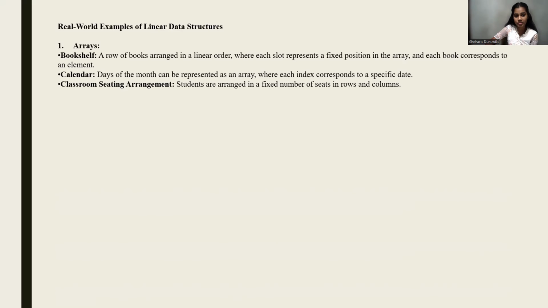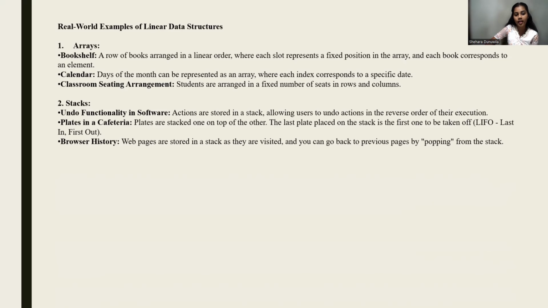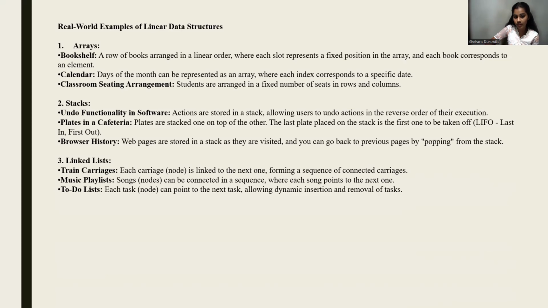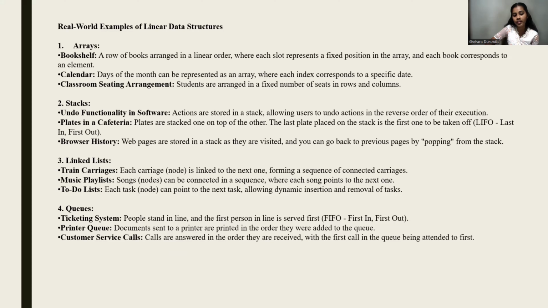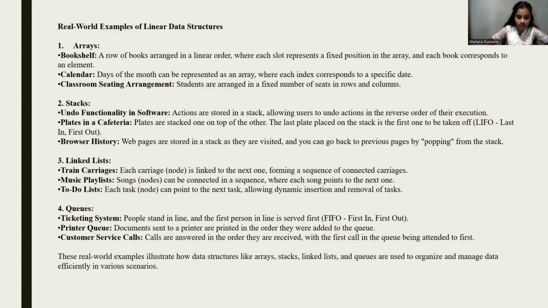Arrays: bookshelf, calendar, classroom seating arrangement. Stacks: undo functionality in software, plates in a cafeteria, browser history. Linked lists: train carriages, music playlists, to-do lists. Queues: ticketing system, printer queue, customer service calls. These real-world examples illustrate how data structures like arrays, stacks, linked lists, and queues are used to organize and manage data efficiently in various scenarios.